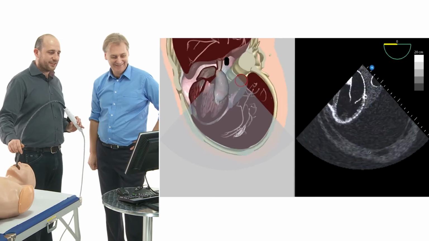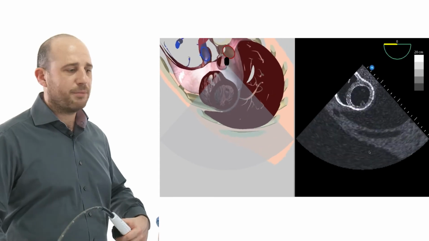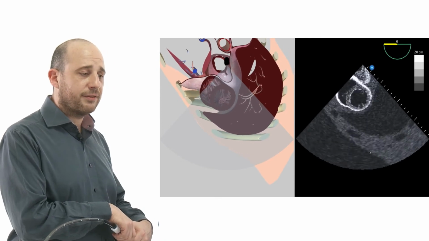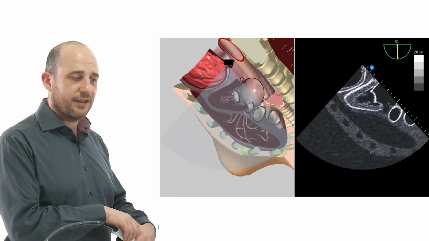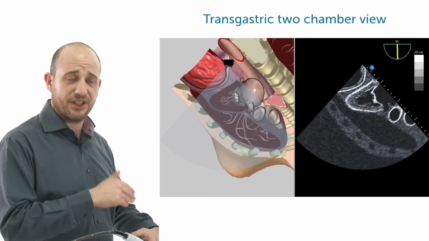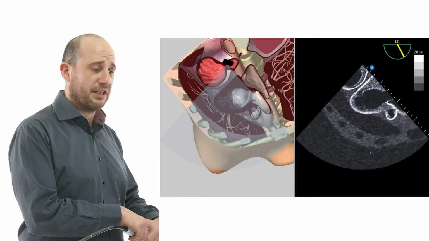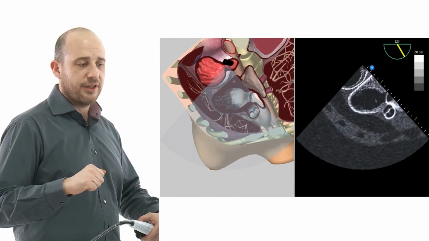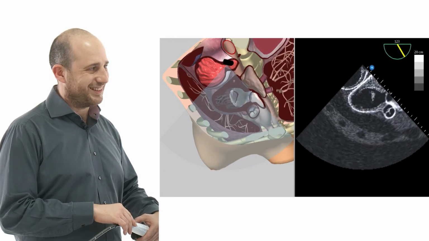Okay. So, starting from the transgastric mid-papillary short axis view, we can change our angle from 0 degrees to 90 degrees. The name of this image is transgastric 2-chamber view, like in mid-esophageal. And when we go further to 120 or 130 degrees, we will see on the right side of our image the aortic valve. Here it's very nice to measure a gradient, but take care.